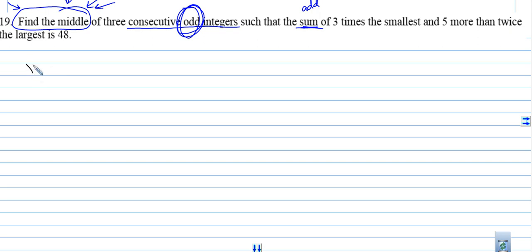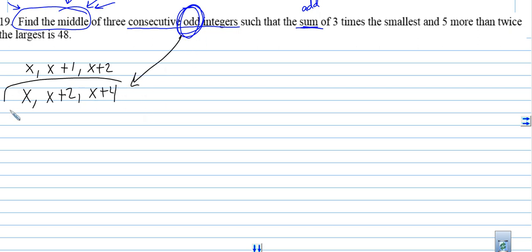So you have 2 types. You have x, x plus 1, and x plus 2. Or you have x, x plus 2, and x plus 4. Odd means we use this kind right here: x, x plus 2, and x plus 4, because we want every other number. If this is one number, go one number more, that's not odd, that's even. Go another number, that's the next odd. So you have to go 2 numbers to get to the next odd.